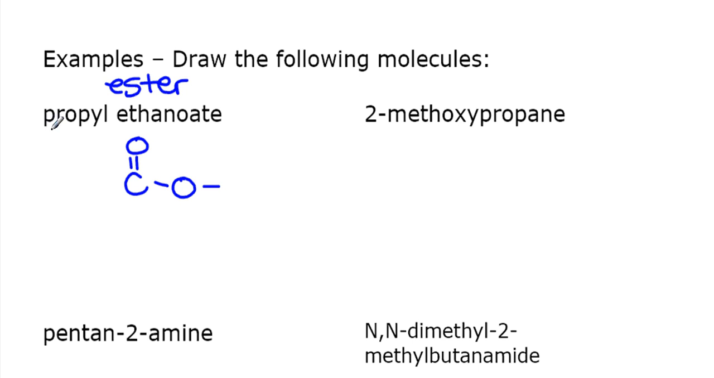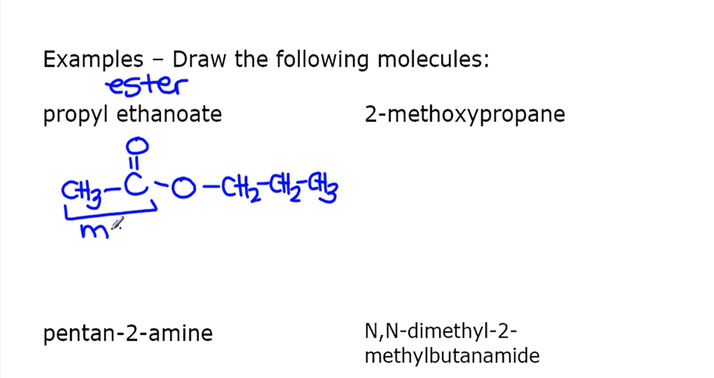The first part of the name is the branch, and it's going to be what's attached to the oxygen. Propyl is 3 carbons, so 1, 2, 3. There's the propyl part of my name. Then I have ethanoate. Eth means 2 carbons. This is already 1 carbon, so I just need to add 1 more. So 1, 2, and then this is my branch here. So this is the main chain, and this is my branch for reference.